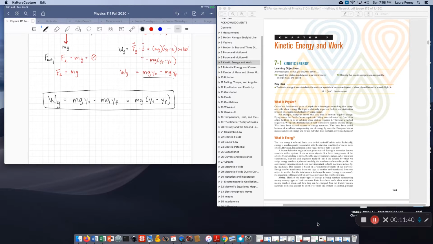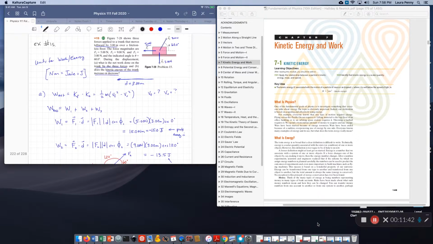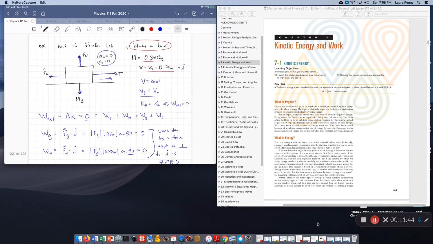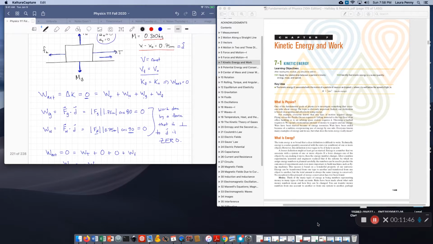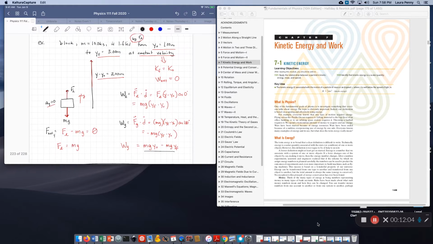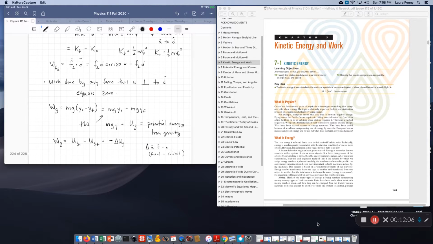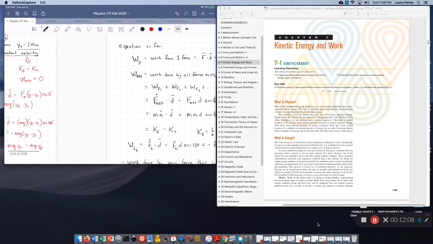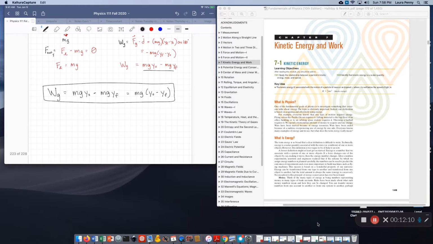Does that make sense with what we found over here when we had a zero gravitational work? When we had the friction lab, we said it was zero gravitational work because our y initial and our y final were the same. Y initial equaled y final. So when you do y final minus y initial or y initial minus y final, you get, oh goodness, I got really ahead of myself there.